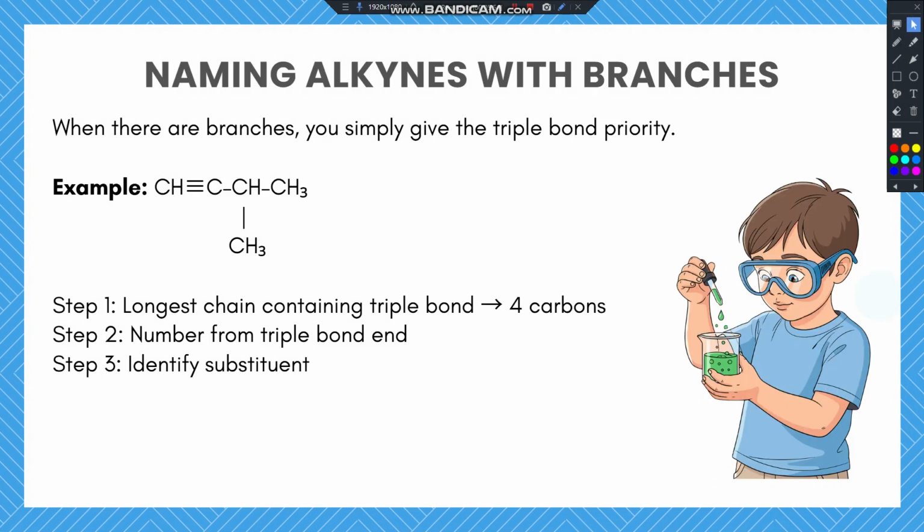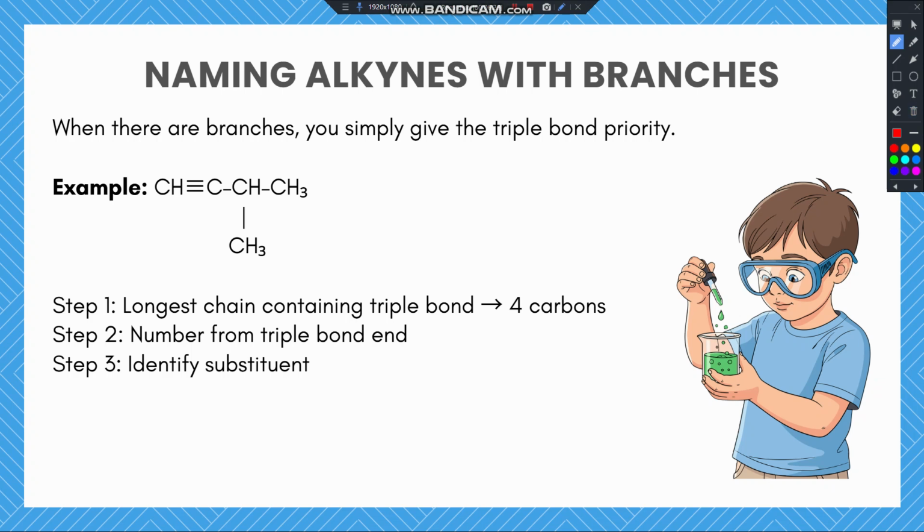So proceeding further, we have a scenario where you have an alkyne that contains a branch. Somebody might be asking the question, how about if an alkyne has a branch? What do you do? Well, there are scenarios like that. When you have an alkyne that carries a branch, you give the triple bond priority. In other words, you number the parent chain in such a way that the triple bond has the lowest possible number. So what do we do in this case that we have an example to buttress what we're saying?